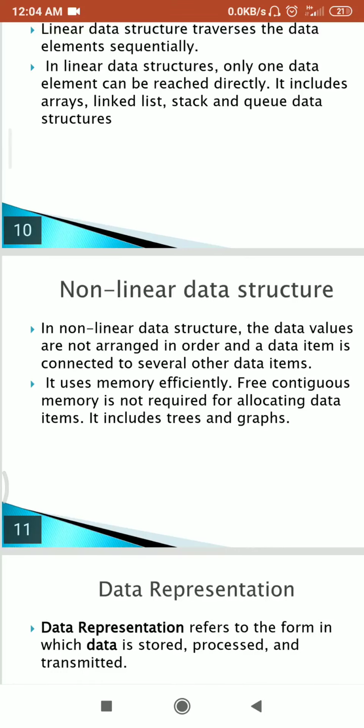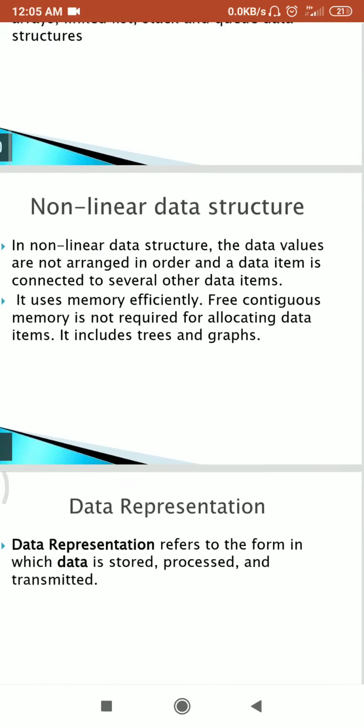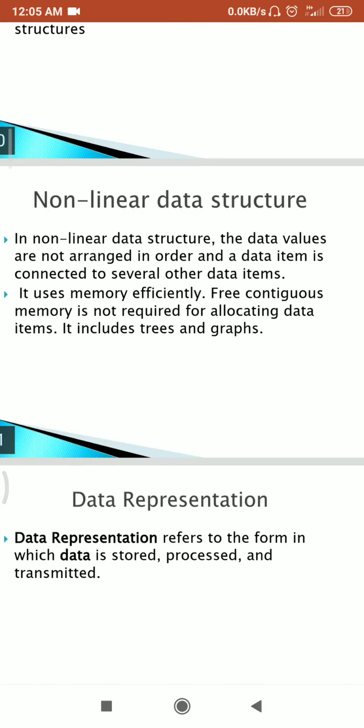Next point, it uses the memory efficiently. Even though the data is scattered, we don't waste time and memory. So memory efficiency increases, and free continuous memory is not required for allocating the data items. It includes trees and graphs. These kinds of non-linear examples are trees and graphs, which are helpful for memory efficiency.